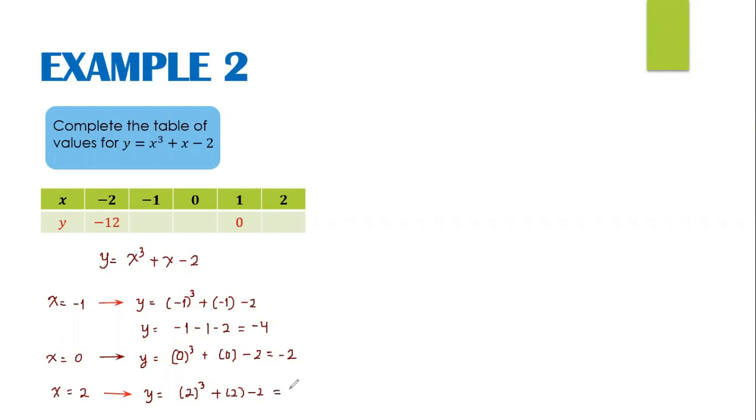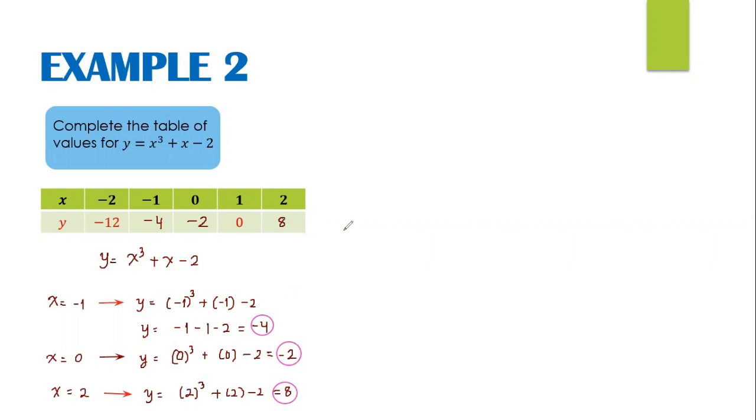Right, we got 8. Okay, students, we got this number: the first, the second, and the third. You just copy this number and then complete the table. When x equals -1, we got -4. When x equals 0, we got -2, right? And when x equals 2, we got 8.